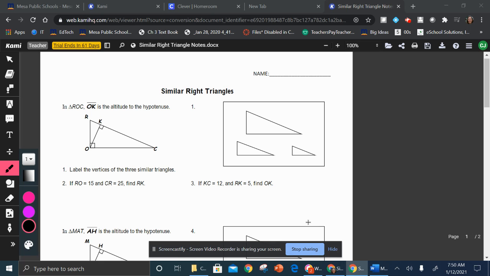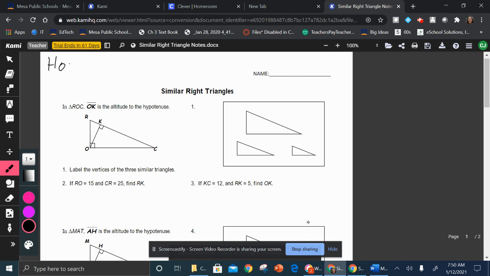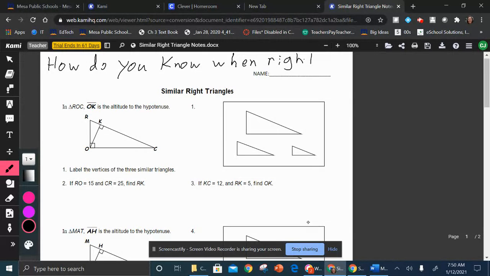Good morning. So we are working today on similar right triangles. Our central question is: how do you know when the right triangles are similar? That means, remember, that the angles are congruent and the sides are proportional.